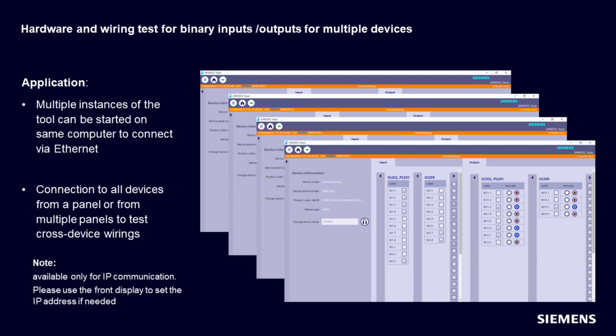Summing up, the SIPROTEC 5 Tools program helps speed up cubicle wiring testing tremendously, as we saw with the previous examples. Moreover, the test quality is increased because the test procedures are less prone to mistakes.